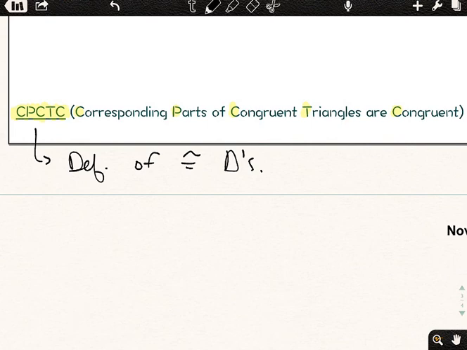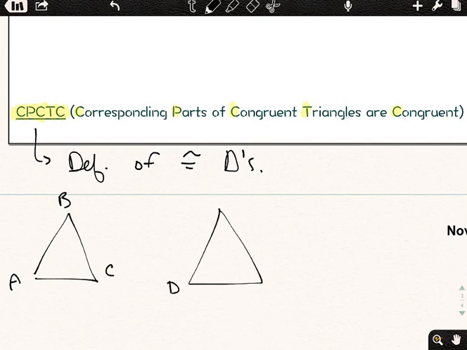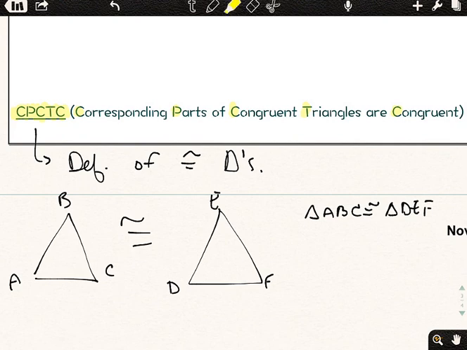So here's all it's really saying. If I have this triangle over here, let's call it ABC, and I have this other triangle over here, let's call it DEF, and I know these triangles are congruent in the way that triangle ABC is congruent to triangle DEF. What this is saying is that if I know this is true, then this side is congruent to this side because they're corresponding. And BC is congruent to EF because they're corresponding, and AC is congruent to DF because they're corresponding.